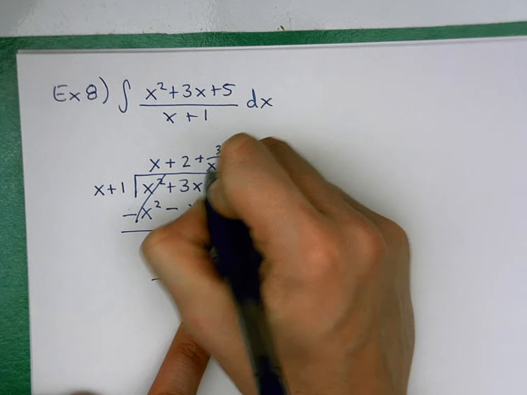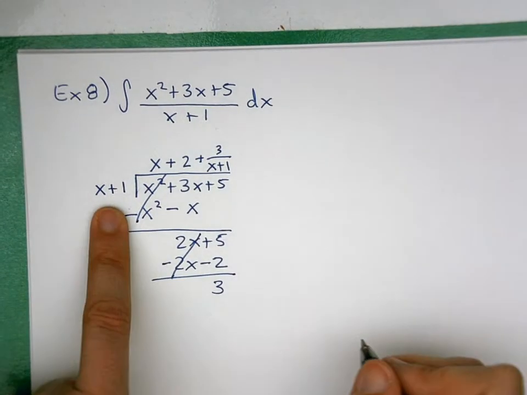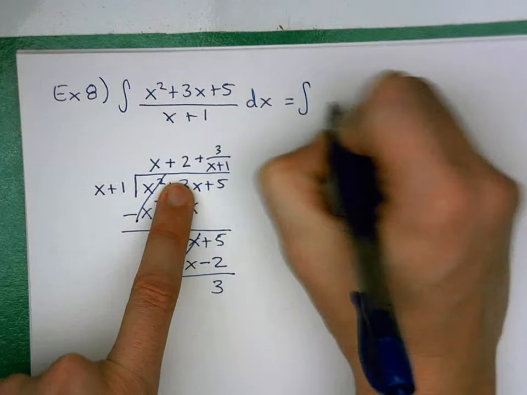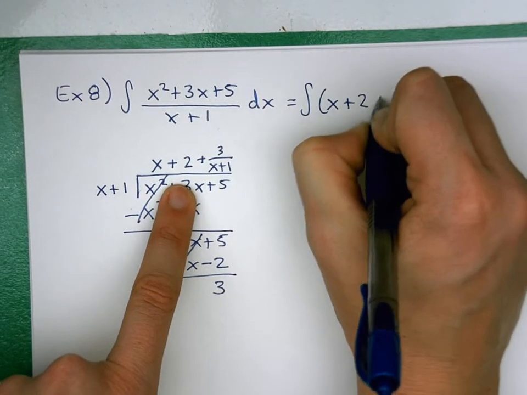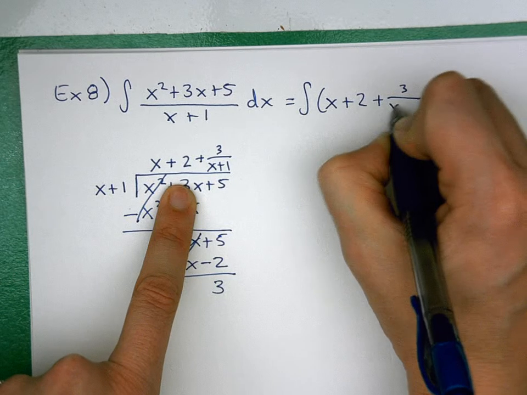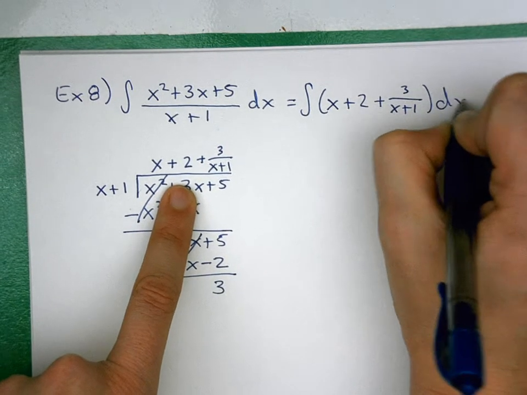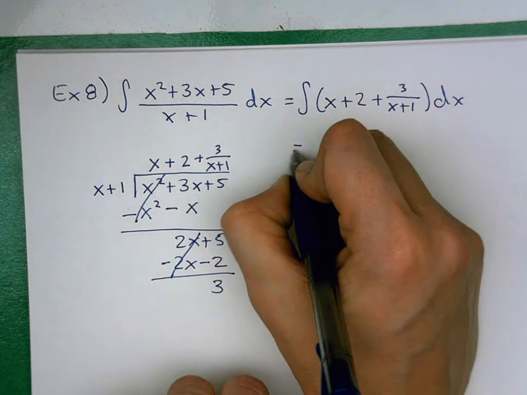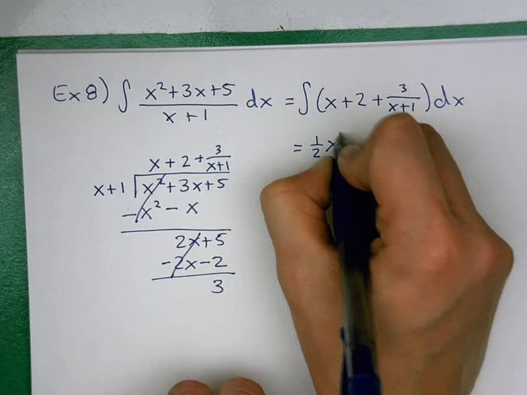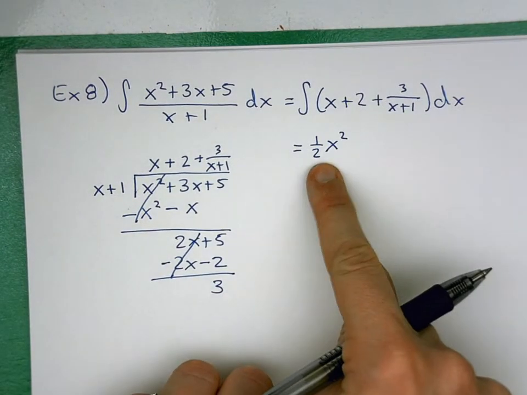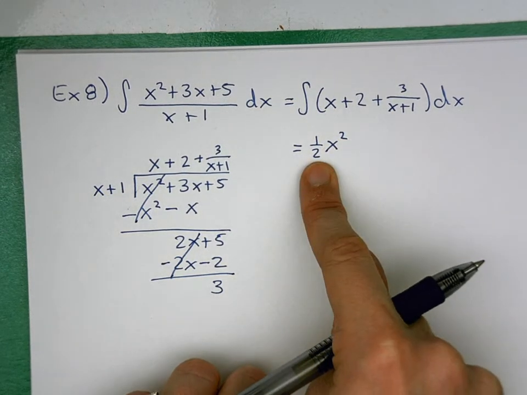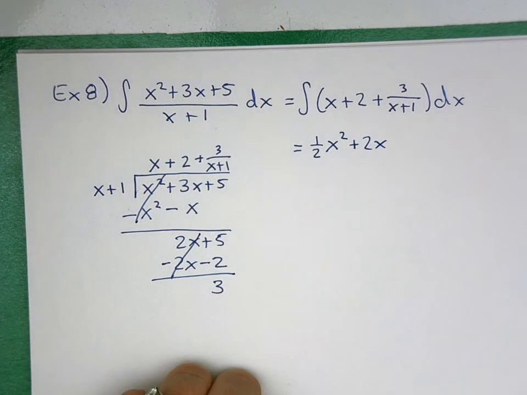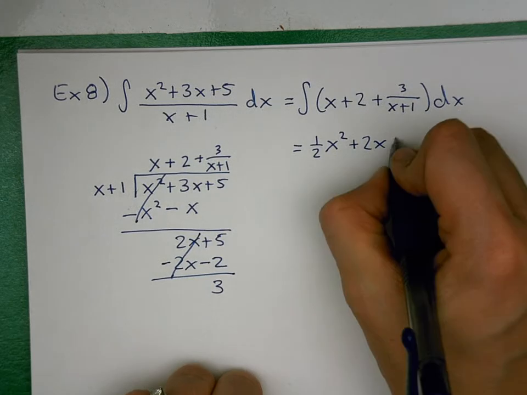We have our 3 over that x plus 1. That is my new integrand. So we have x plus 2 plus 3 over x plus 1. This is power rule. So add 1 to the exponent, divide by the new exponent. So x squared over 2. Power rule. So 2x. And then again, I'm going to rewrite this momentarily.